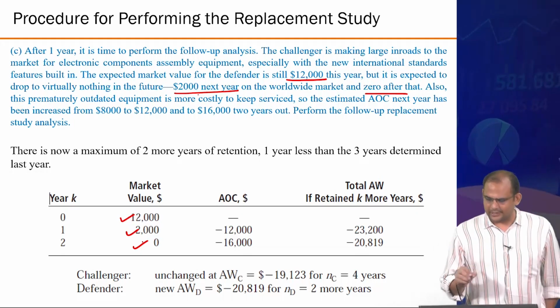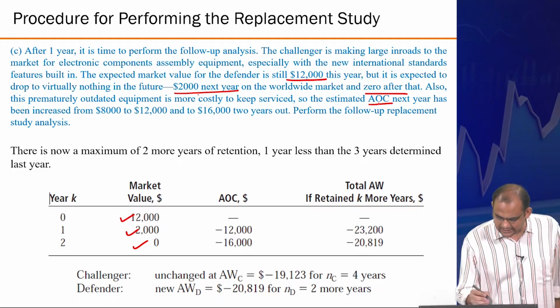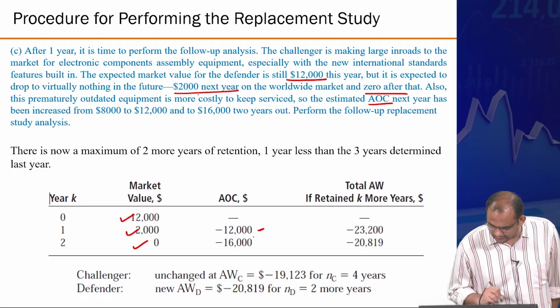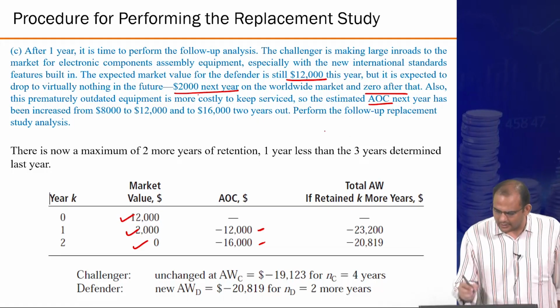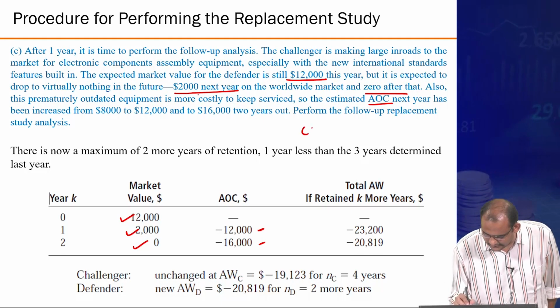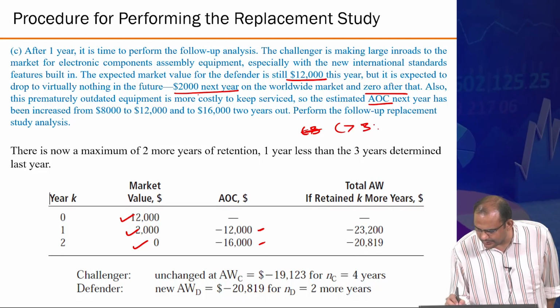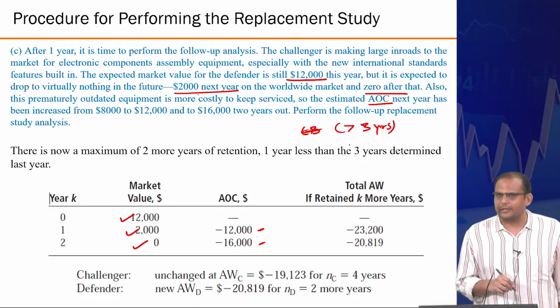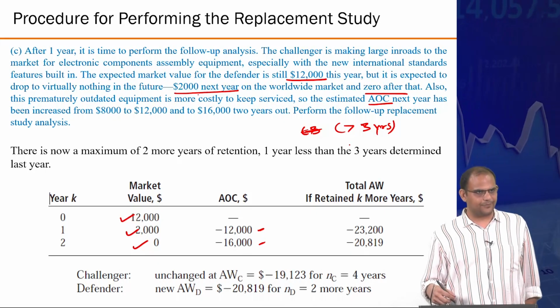Right? They have also given you the annual operating charges, which increase from 8,000 to 12,000 and 16,000 two years out. In any case, beyond 3 years, you are not interested in retaining this Defender. So no cash flow further than that, right?